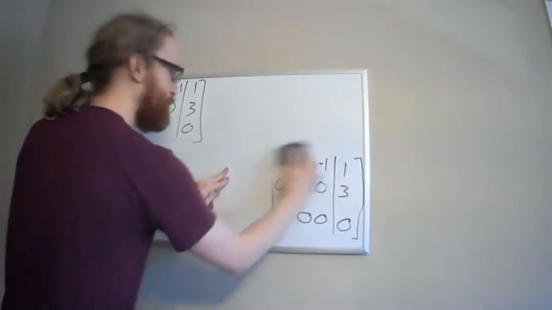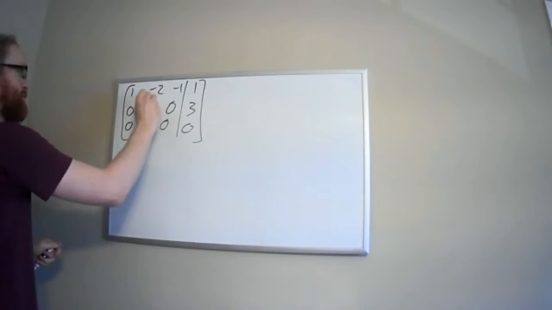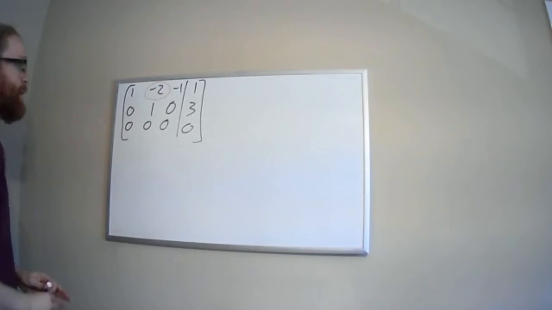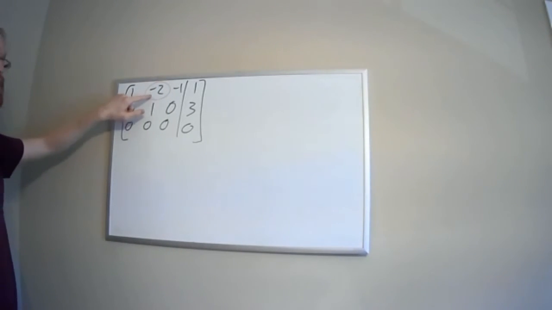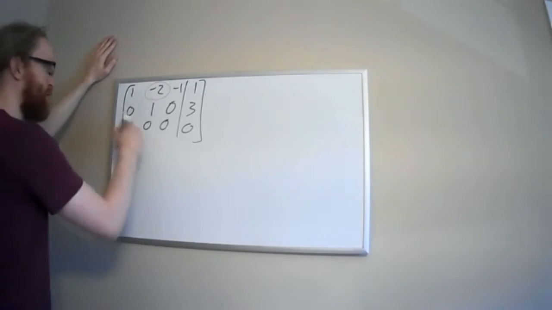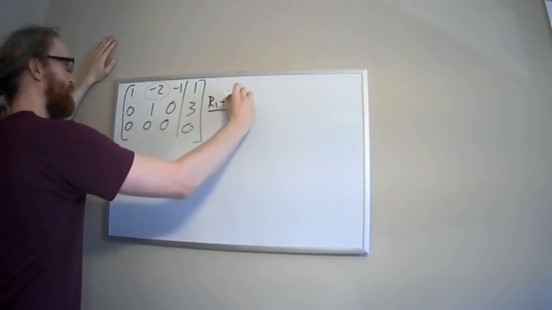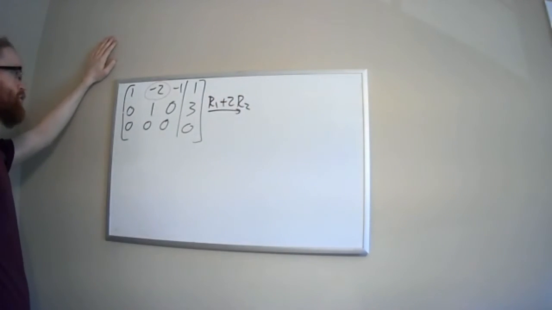So it's a little less confusing on the board. Okay, so this is our matrix. Again, I'm looking for a 0 here. So how am I going to get that? Well, I'm going to use this leading one to kill this -2. So to cancel out -2, I need to add +2. So let's multiply the second row by +2. So row 1 plus 2, row 2. And that should cancel that out.